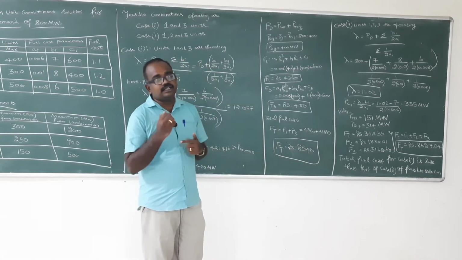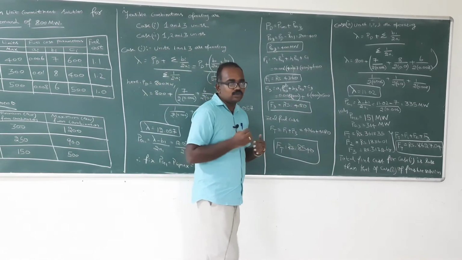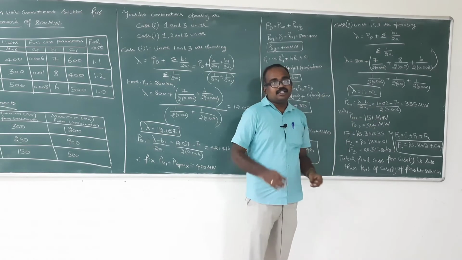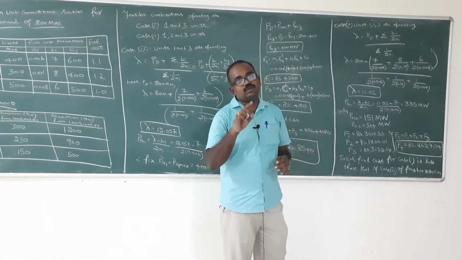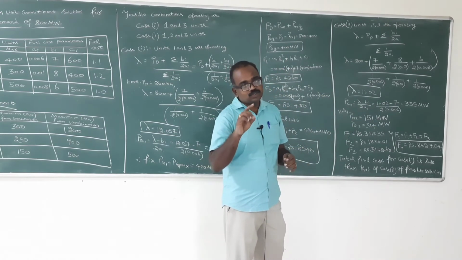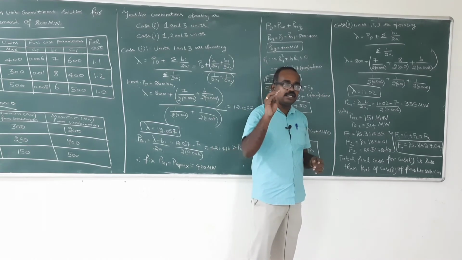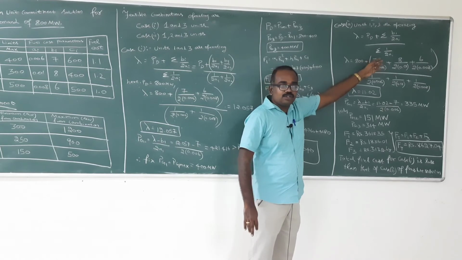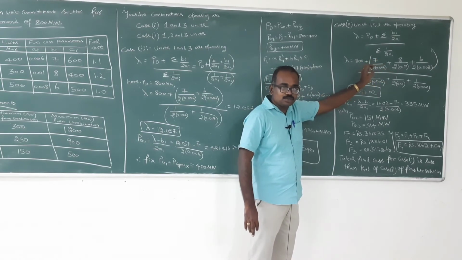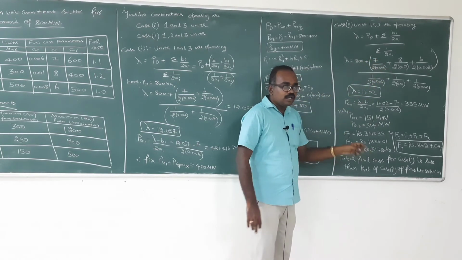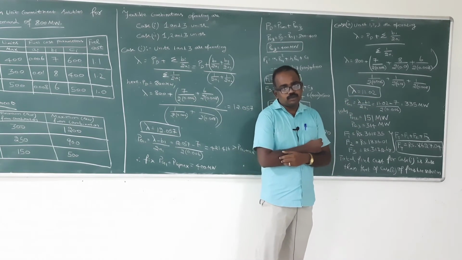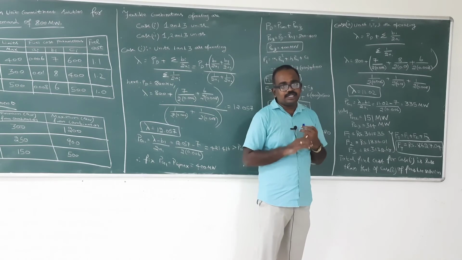Similarly, we have to find the second case. The second case is units 1, 2 and 3. Here also the first step is to find the lambda value. So lambda equals PD plus summation of Bi divided by 2Ai, divided by summation of 1 divided by 2Ai. We substitute all those values, and we get lambda as 11.02.